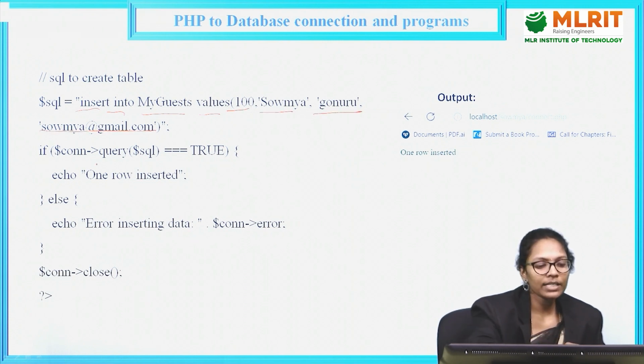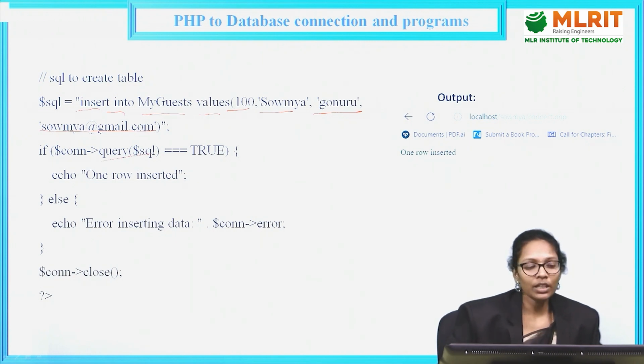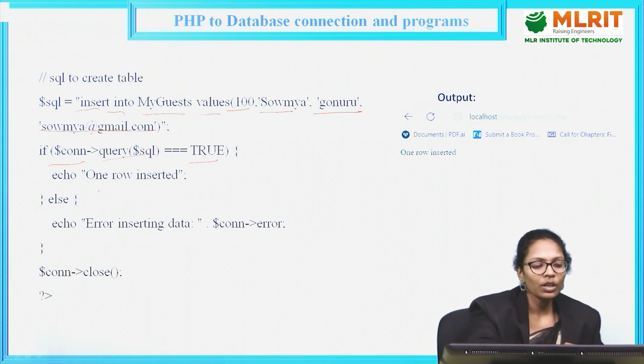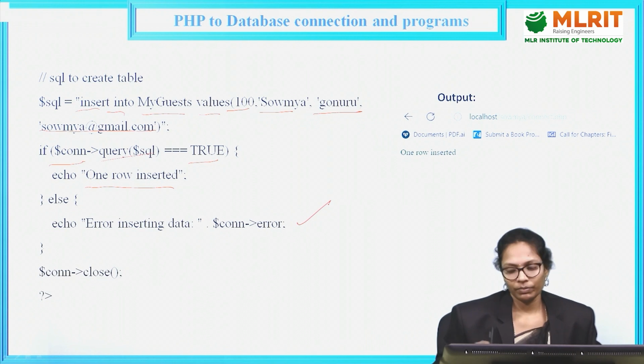That's all. Again execute the query using the same method, query, using the connection object, and check whether it is true or false. If it is true, one row is inserted successfully. Otherwise, some error is there. Very simple. Simply you need to change the query.